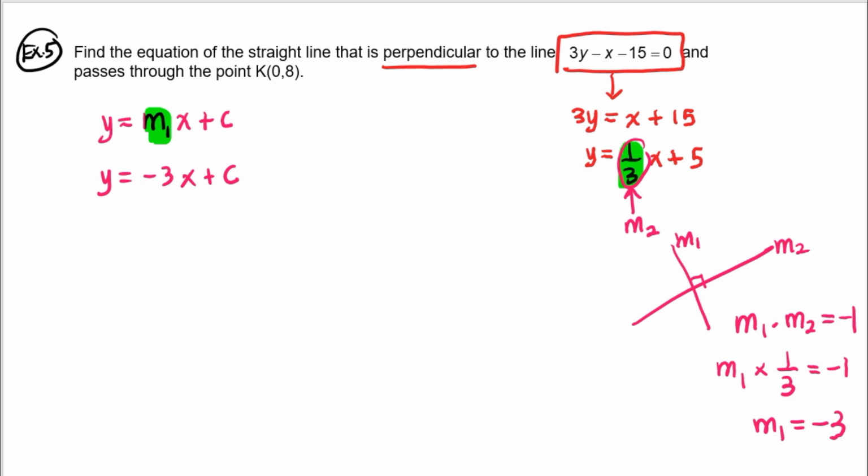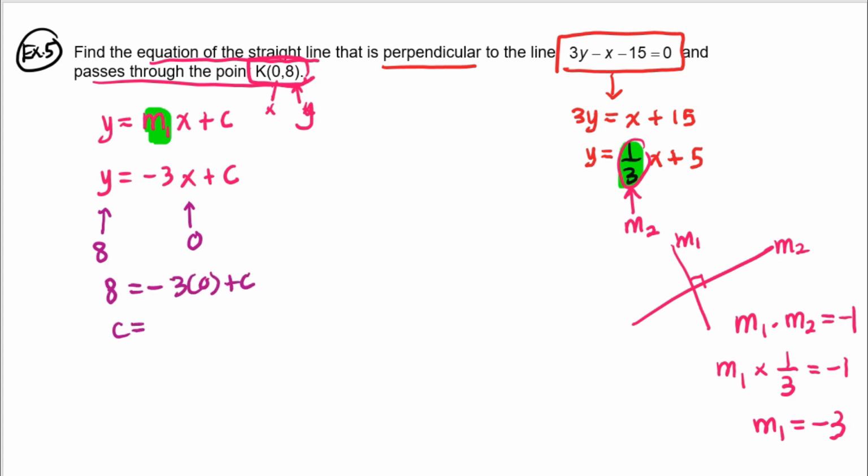But how to find the value of c? Since this line passes through this point, we can substitute the x and y coordinates for k here. This is x, y. Now we can substitute y with 8, and x is 0. Therefore we have 8 equal to -3 multiplied with 0 plus c. Therefore our c will be equal to 8. So we got the value for c. Now we have the equation y equal to -3x plus 8. Now we are done with this one.